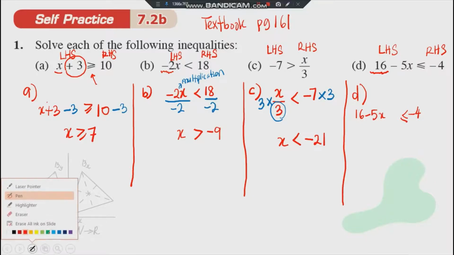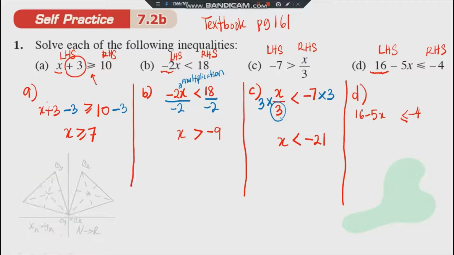Since it is positive, we can subtract the same number, 16, on your left hand side and do the same thing on your right hand side. On your left hand side, you will be left with negative 5x less than or equal to negative 4 minus 16, you will get negative 20.